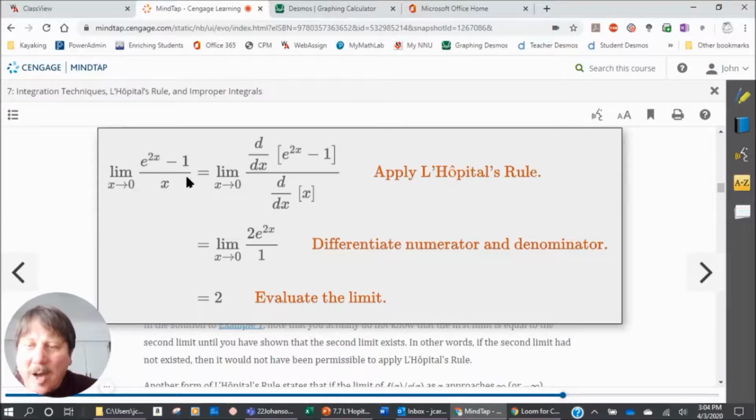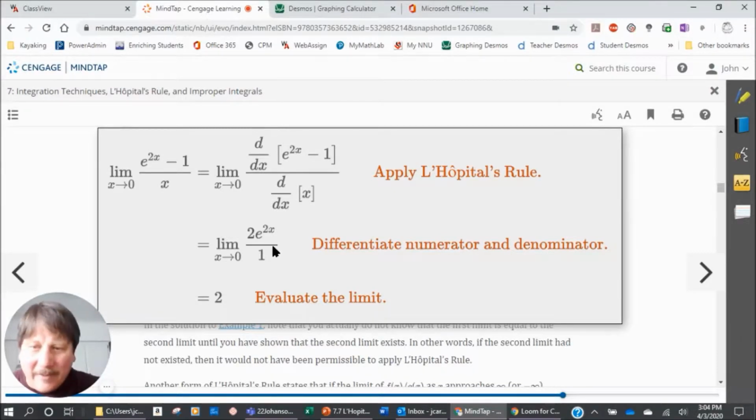So here's our original problem. This first step, most people don't write down. It's just saying that we're going to do the derivative of the numerator and the derivative of the denominator. This is not the quotient rule. You are separating it into two different problems. And here, the derivative of the numerator, well, let me see, we do e to the 2x times the derivative of the 2x. That's where the 2 comes from. Of course, the derivative of 1, or negative 1, is 0. Then in the denominator, the derivative of x is just 1.